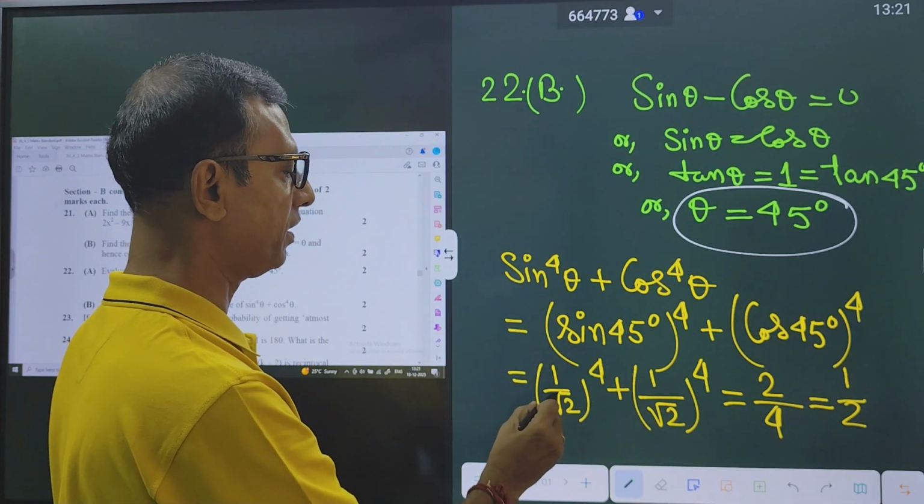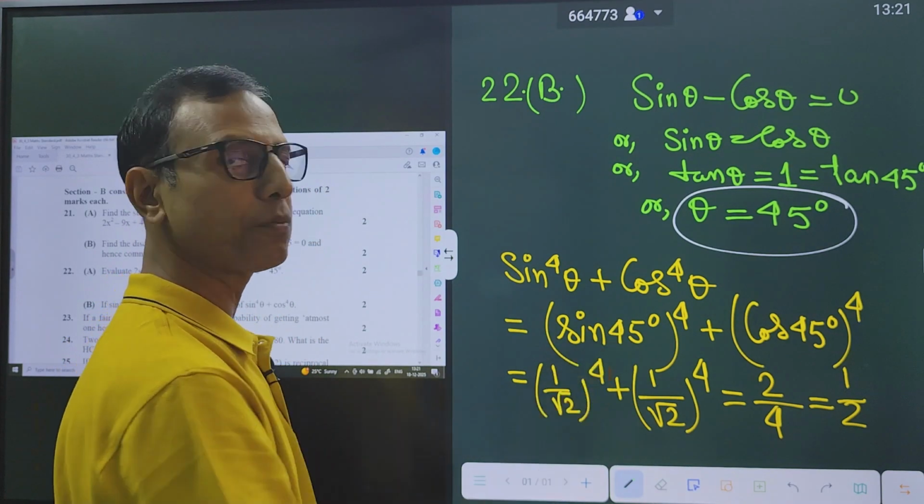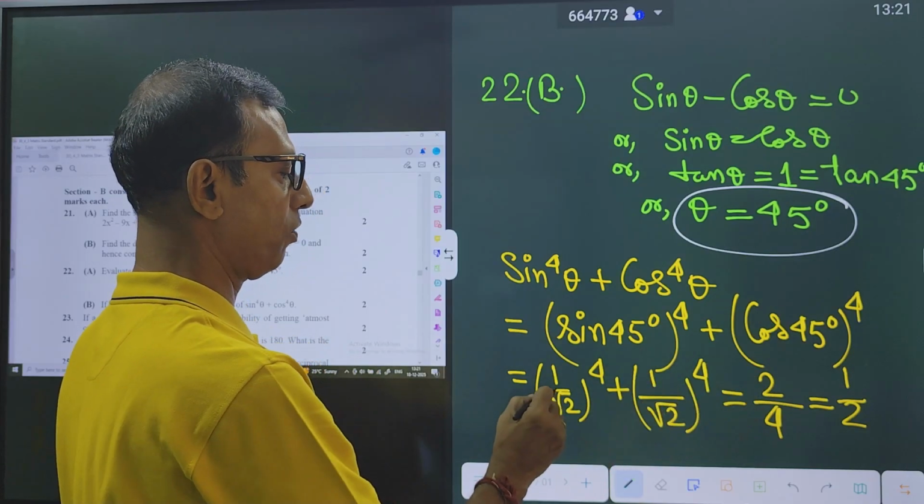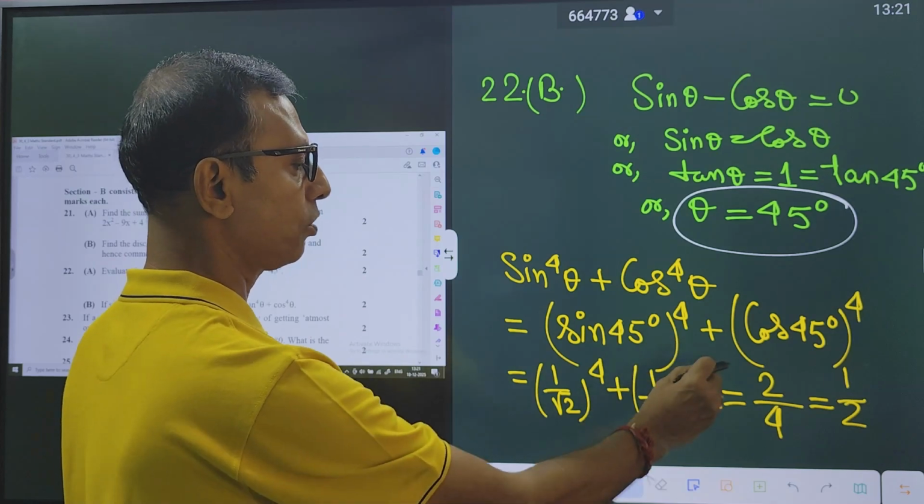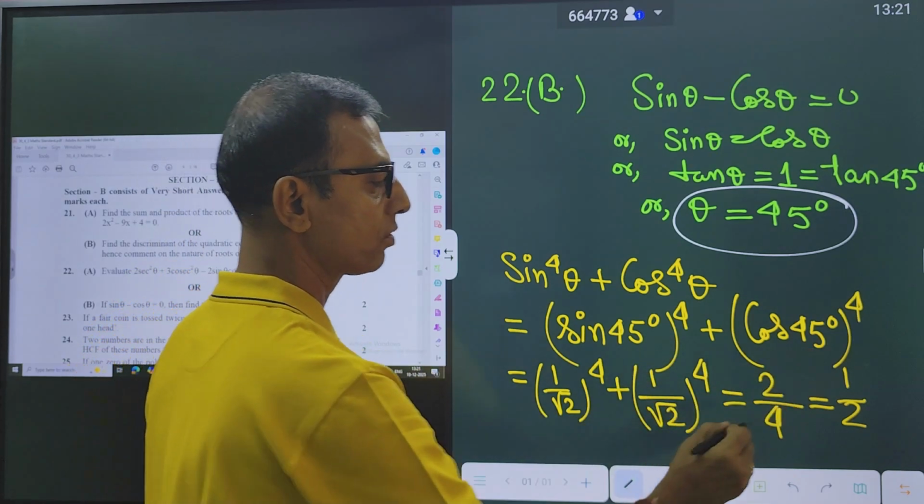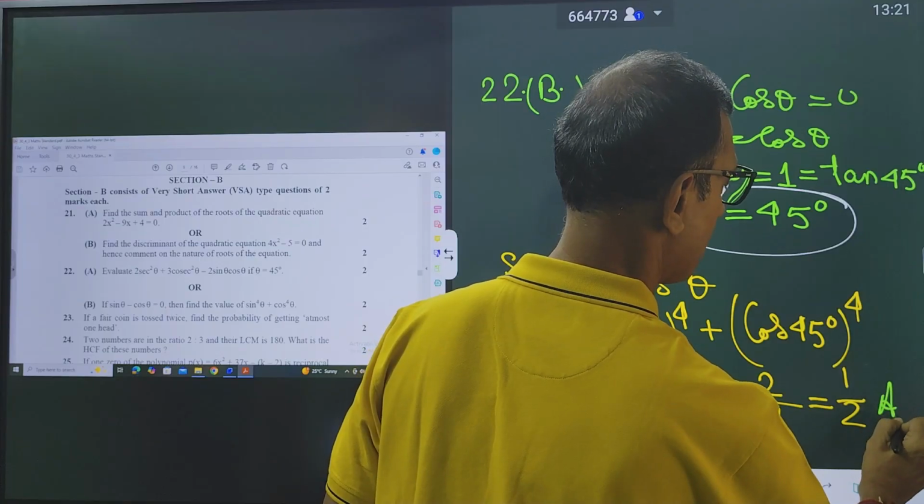So sin 45 degree means 1 by root 2. 1 by root 2 whole to the power 4 means 1 by 4, plus 1 by root 2 whole to the power 4 for cos 45 degree also, right? So 2 by 4. 2 by 4 means half. So this is your answer.